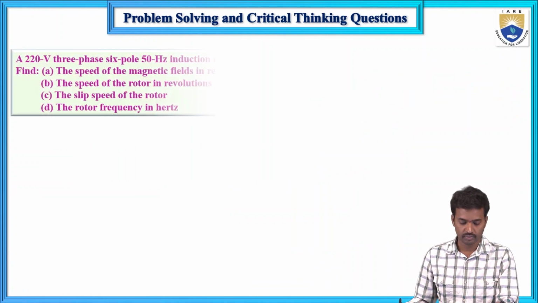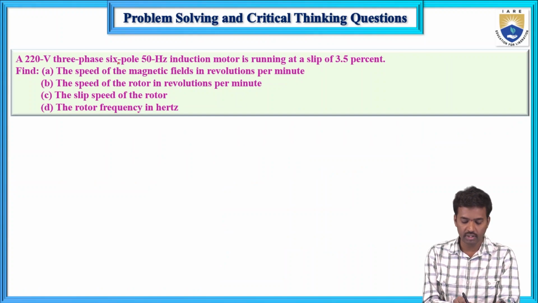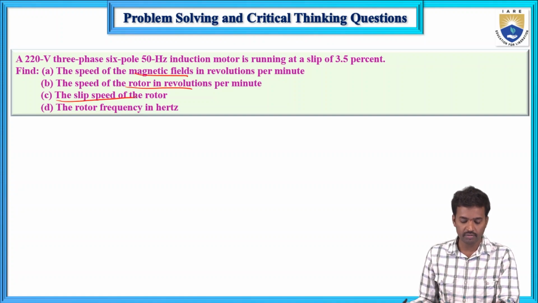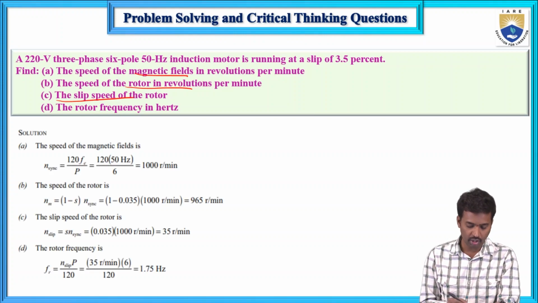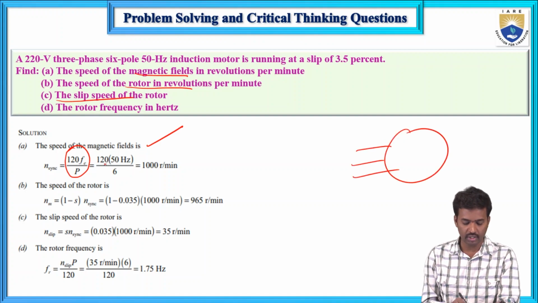Next, a 220 V, 3-phase, 6-pole, 50 Hz induction motor is running at 3.5% slip. Find the speed of the magnetic field in revolutions, the speed of the rotor, the slip speed of the rotor, and the frequency of the rotor. We know the formula very well: synchronous speed is 120 F by P. Here P is 6 poles.